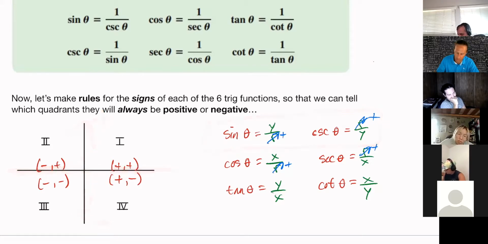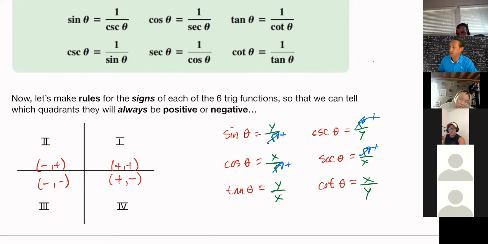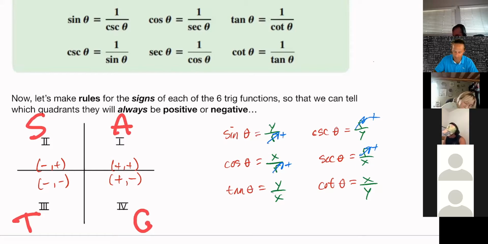So then I know what's going to be positive in quadrant 1, what's going to be positive in 2, 3, and 4. And I'm going to give you guys a little acronym to be able to know what is positive where. It is All Students Take Calculus. Okay, whatever, you can make up your own if you want. That then tells me what is positive where.